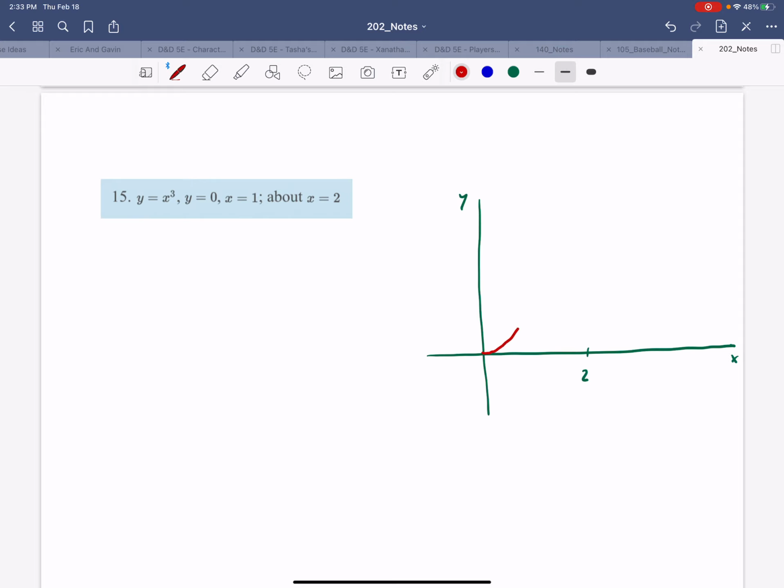y equals x cubed, y equals 0, okay. x equals 1. So if we rotate this about the line x equals 2, then we're going to get, you don't really need to know that this is 3, but it certainly helps.